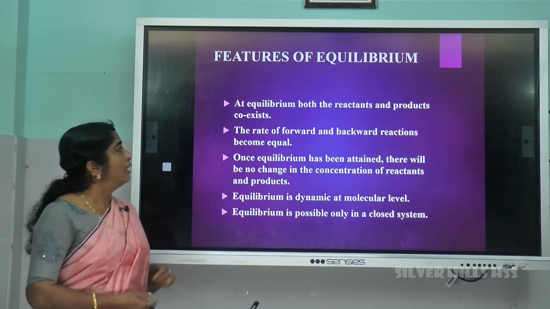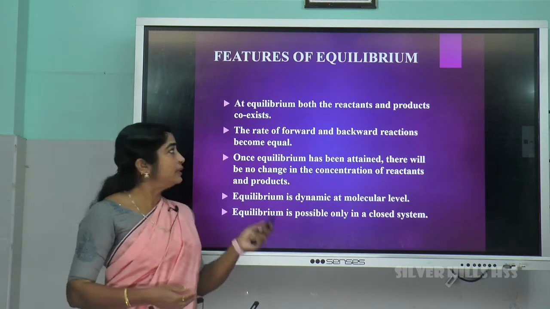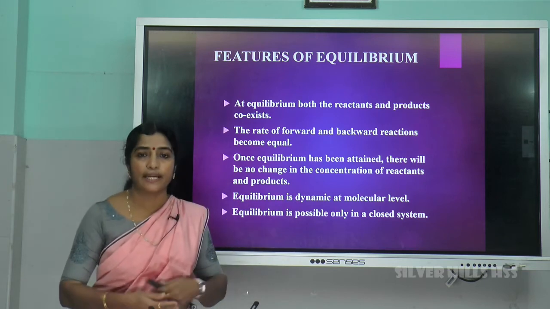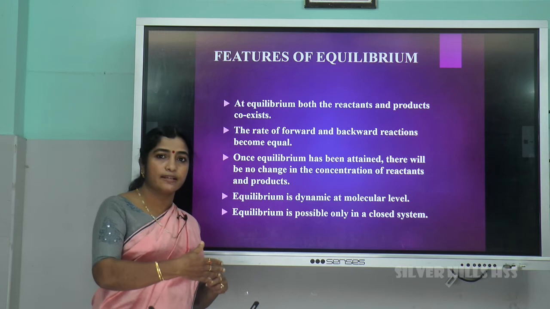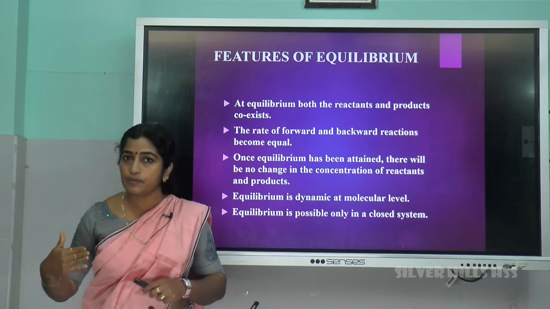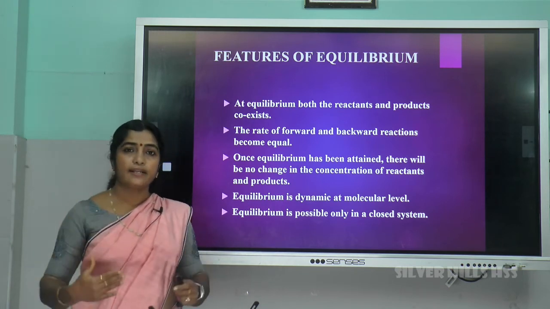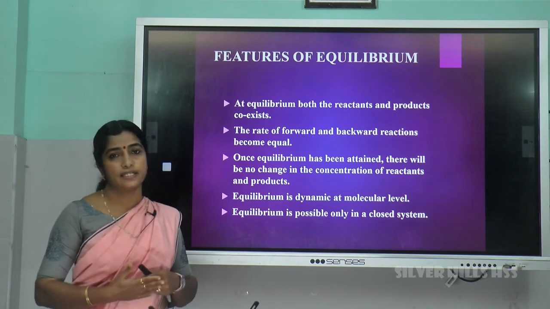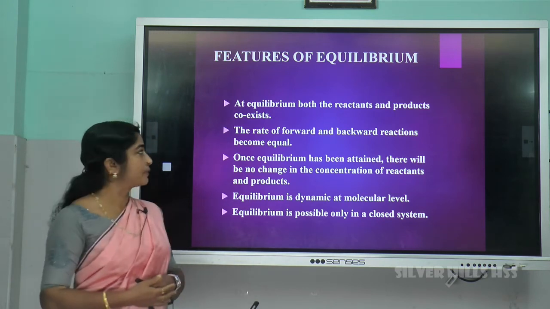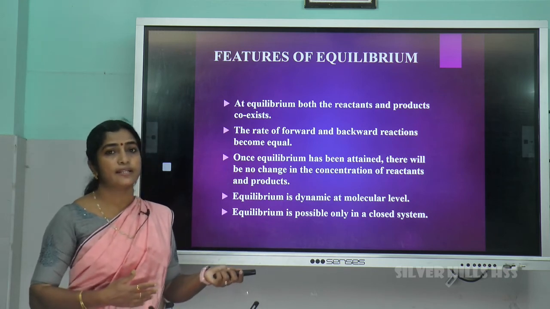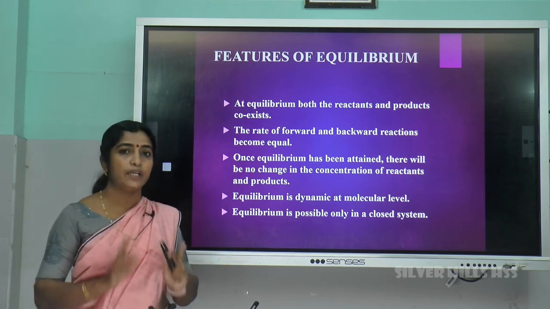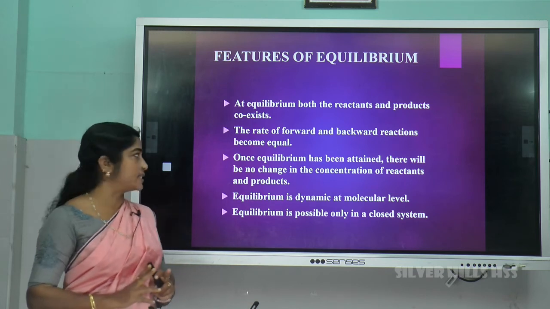See, at equilibrium, both the reactants and products coexist. In a reversible reaction, forward reaction is taking place. At the same time, backward reaction is also there. So, reactants and products are present in an equilibrium. And we already discussed that the speeds of the forward and backward reactions are equal at the equilibrium state.